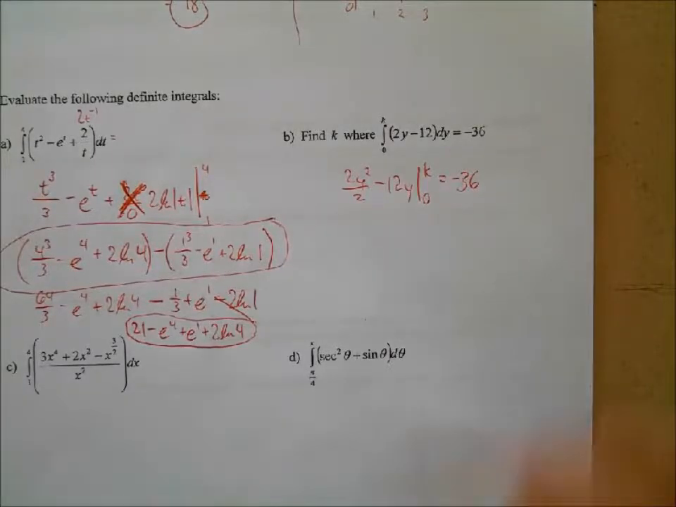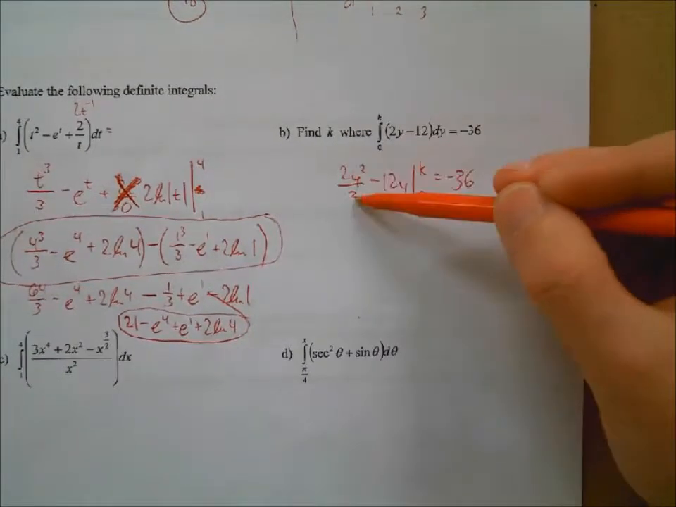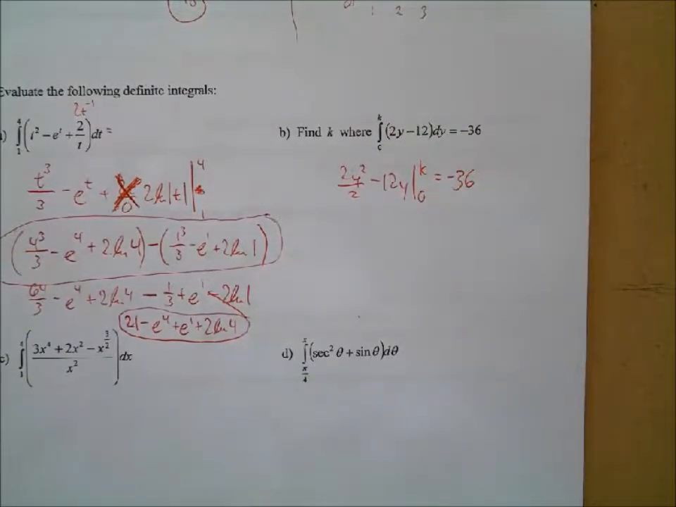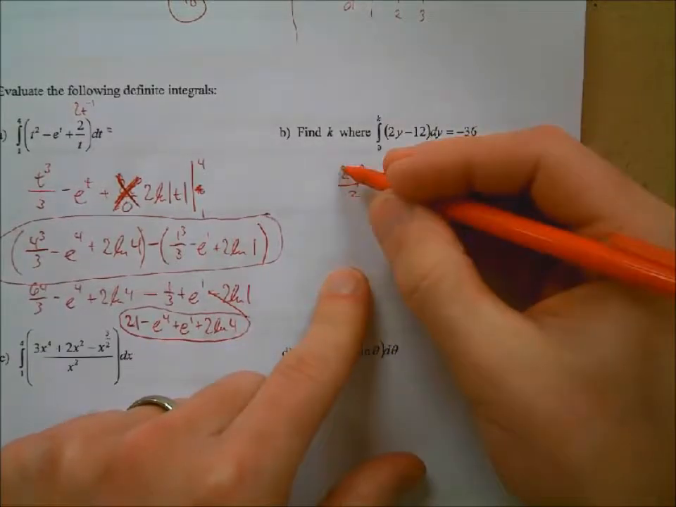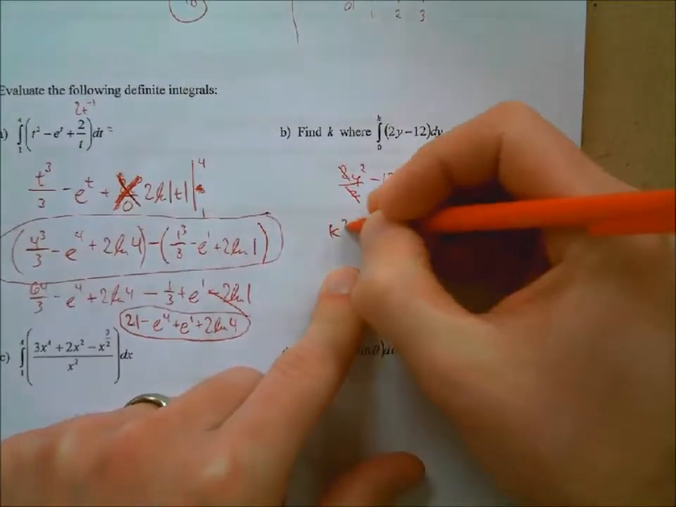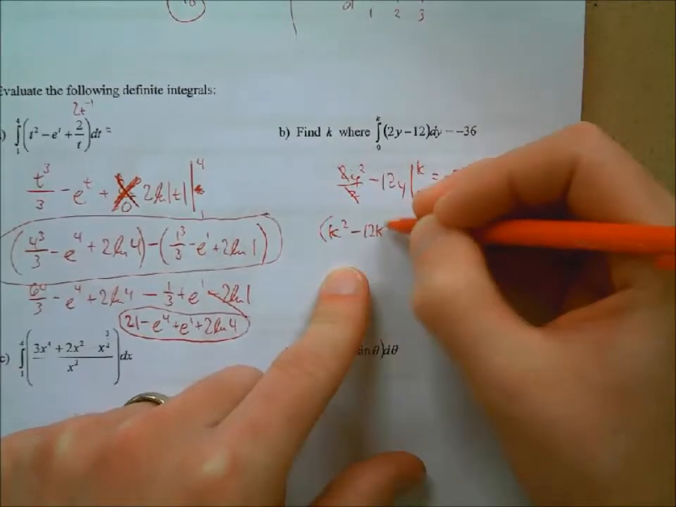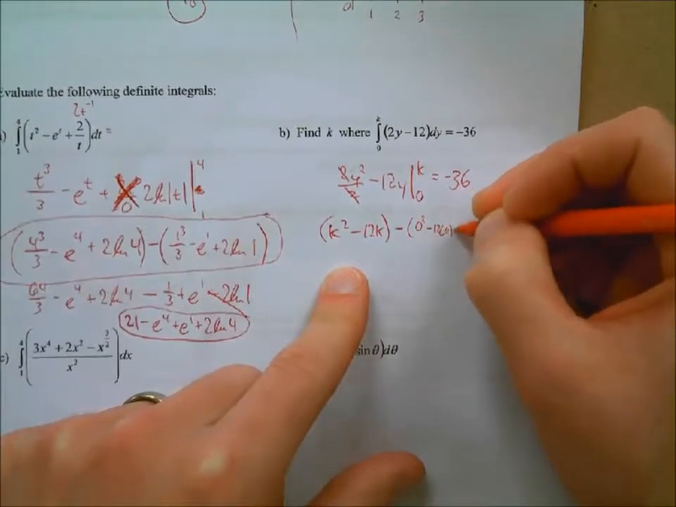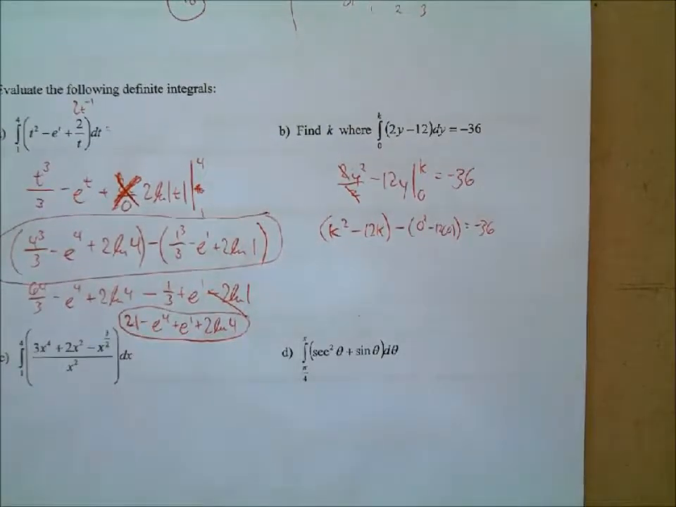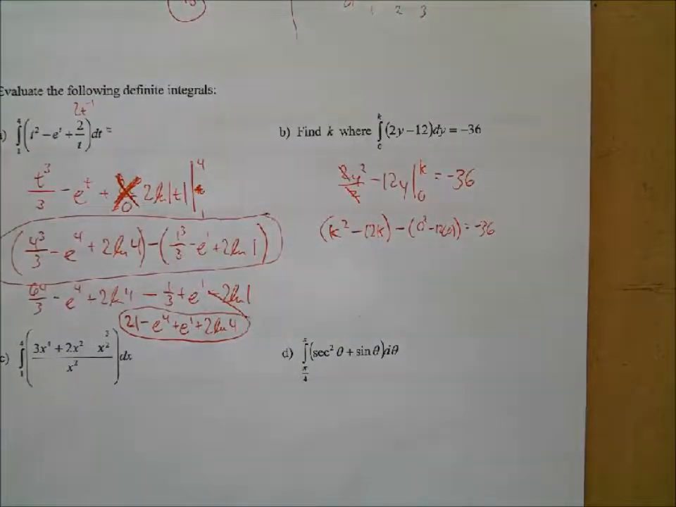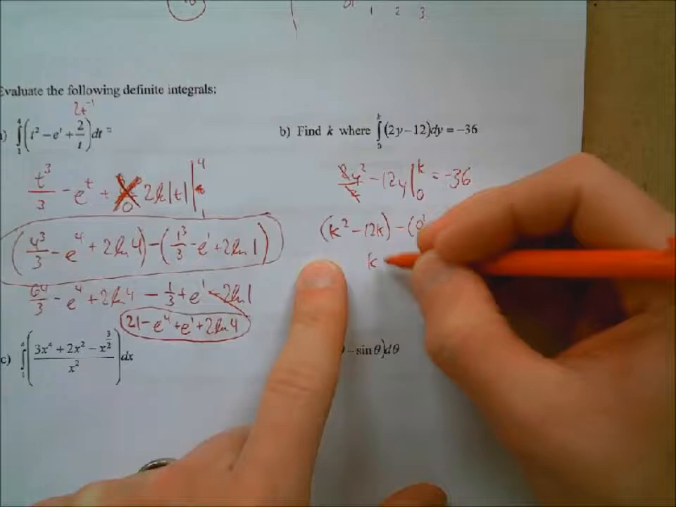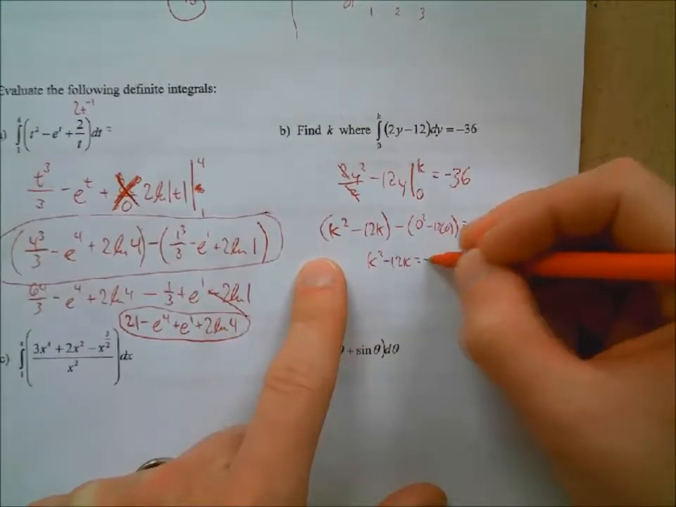Okay, again, we're just going to integrate this. 2y is 2y squared over 2. 12 is minus 12y, and we evaluate from 0 to k. That's equal to negative 36. So now we'll plug in our upper limit and lower limit. I'm going to go ahead and simplify the 2's, by the way, as well. So I'm going to get k squared minus 12k minus 0 squared minus 12 times 0 equals negative 36. Okay? So let's see here. Well, that lower limit is just going to be 0, so we'll be subtracting 0. No big deal there. Then we have k squared minus 12k equals negative 36.